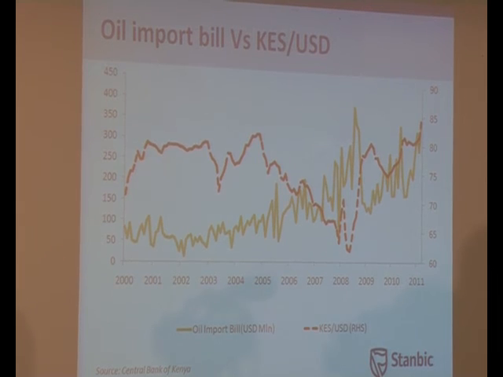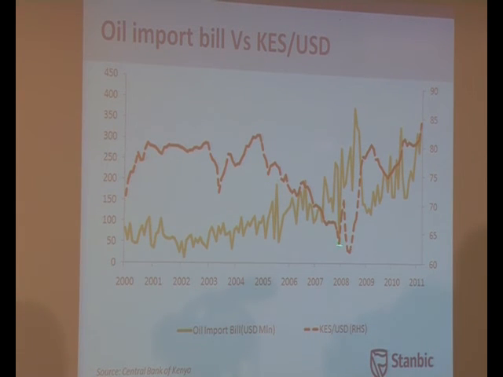I think it's instructive to note here that if you look at this particular point in 2008, our oil import bill was at its lowest, which means that we were importing very little oil over this particular period. We also saw that the shilling had strengthened to one of its strongest points here. So the correlation was fairly good. But as we subsequently saw the value of our oil imports go up, we also saw the shilling begin to collapse.